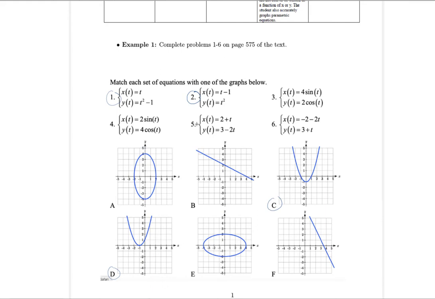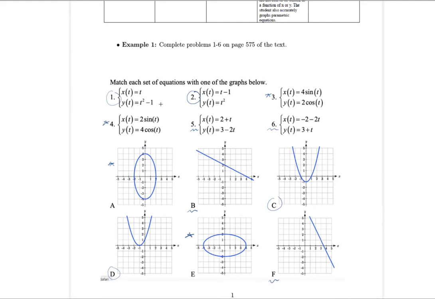I would expect 5 and 6 to go along with B and F, right? Because here the t's are all linear, and so we would expect those to be the ones that would actually form lines. And then finally, we know that sine and cosine, by their nature, they repeat themselves, right? And so it would make sense that 3 and 4 go with these ellipses here, as for different values of t, you just cycle through the same values of x and y. Okay, but then how do we move beyond that?